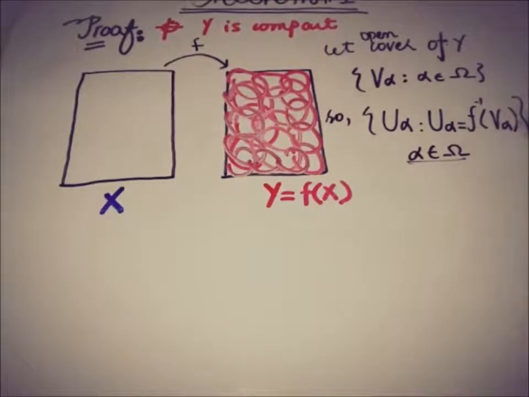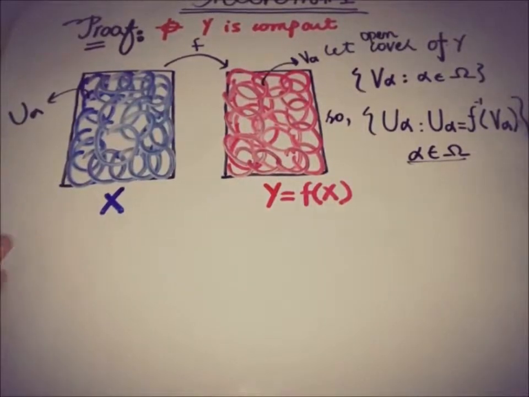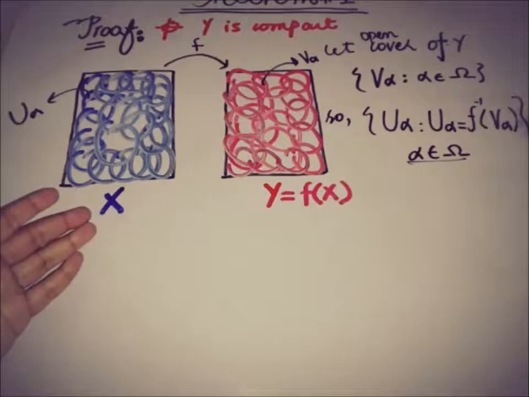So the inverse images denoted by U alpha in X will also be an open cover of X, because as V alpha is the open cover of Y and covers Y as the definition says, the inverse images U alphas also cover X. So why is X covered by all of the U alphas? Because f is a surjective function and it's also a continuous function, so that's why U alpha covers the whole of X.